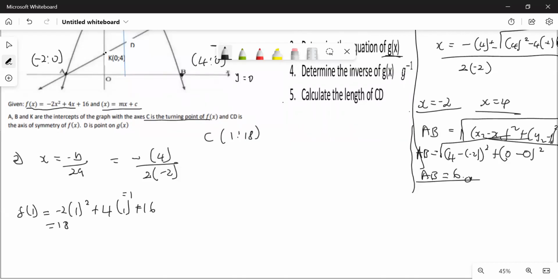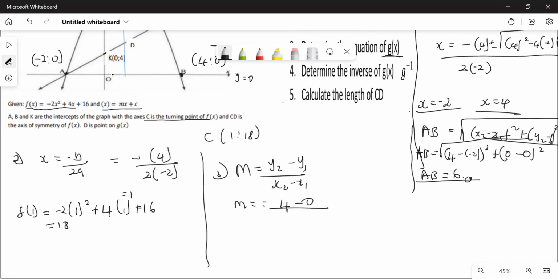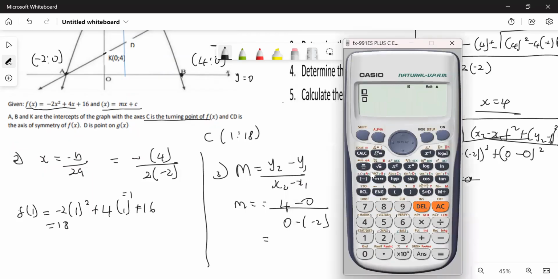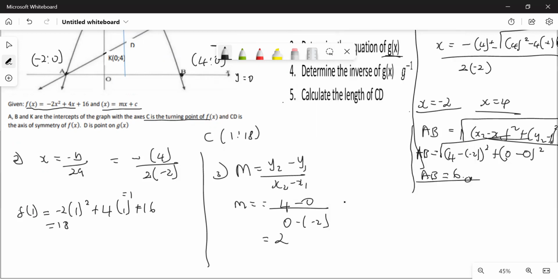Now, how would you determine the equation of g? You can see K is on g. You can see A is on g. So the first thing that you'll try to do here on number 3 is to get m. You'll get your m by saying y2 minus y1 all over x2 minus x1. Then m is going to be equal to, if you do it alphabetically, 4 minus 0 all over 0 minus minus 2. If you type this in your calculator, you are not trying to be a hero, you are going to have 4 minus 0 all over 0 minus open bracket minus 2, and then you close your bracket. It says equals to, m is going to be equal to 2.